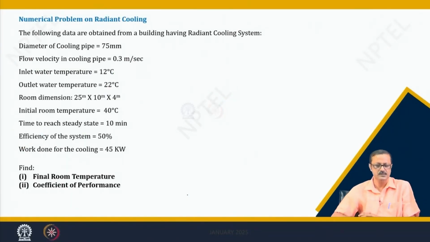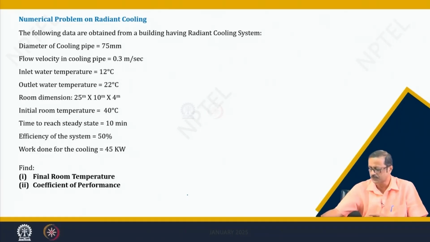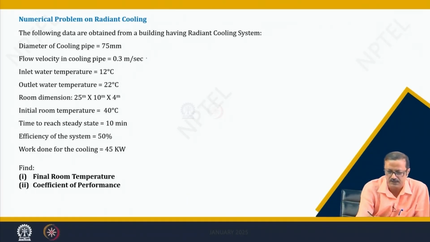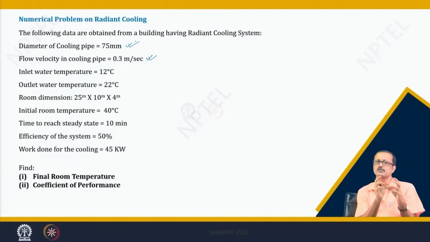So, again let us solve a small problem. A data has been given, that it is for a radiant cooling system, the velocity through the pipe is 0.3 meter per second, the diameter of the pipe is 75 millimeter. So, definitely I can find out the A, and V is already there.